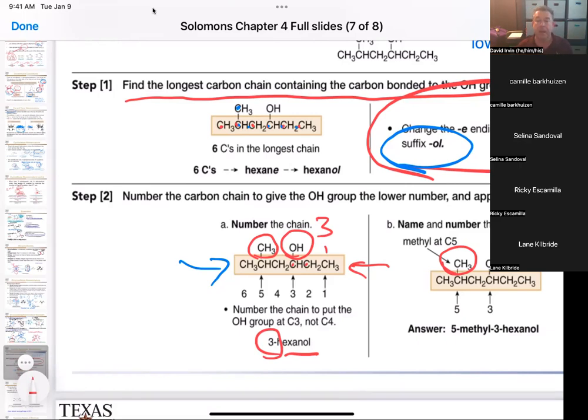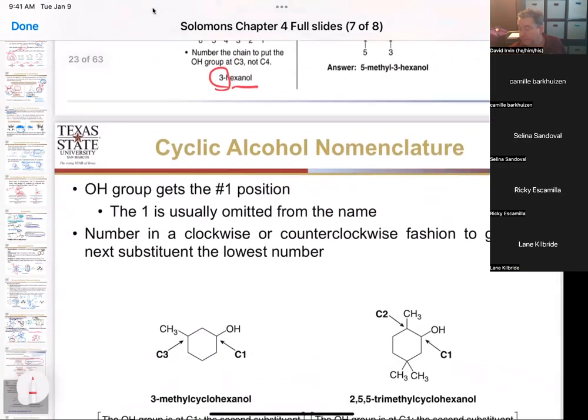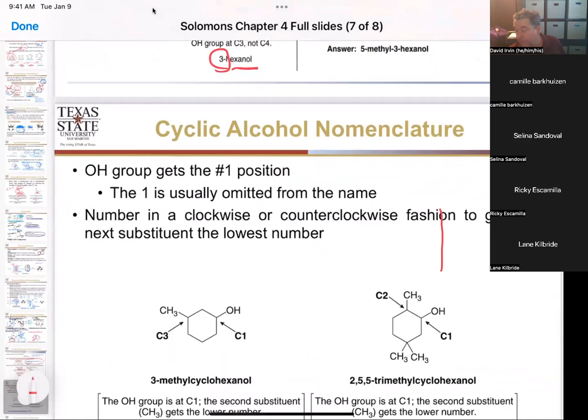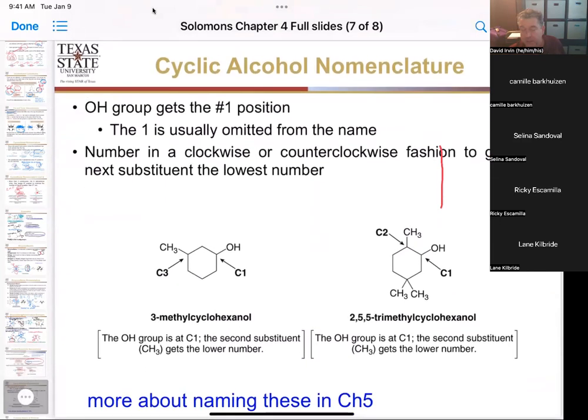Okay. So now, every time we have a functional group that changes the name, we're going to follow that same rule. Before, when we didn't have a functional group, we wanted the lowest number possible. When we have a functional group that changes the name, we must have that as our lowest number. All right, questions on that? Okay, so it's a little different, but it's very consistent.